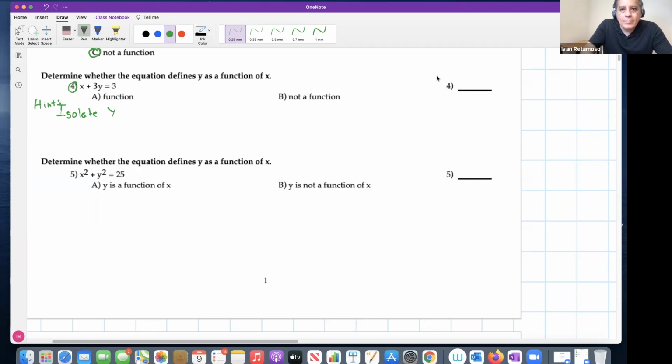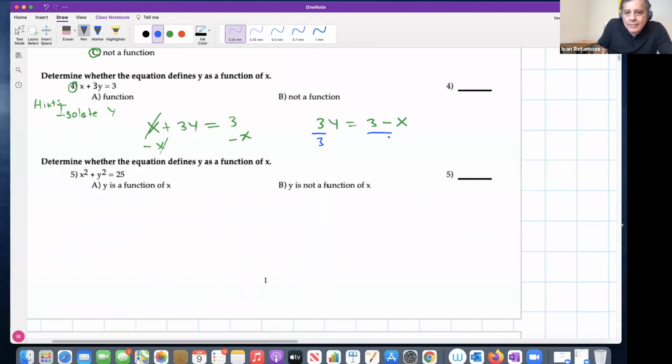Yeah. Savannah. Very good, very good. It is a function. Excellent. Because if you solve for y by subtracting x on both sides, you get 3y equals 3 minus x, and then dividing both sides of this equation by 3, you end up with y equals (3 minus x) over 3. For each x, a single y. Exactly one y, not two y's. No plus minus. So this is good. This is a function. Excellent.